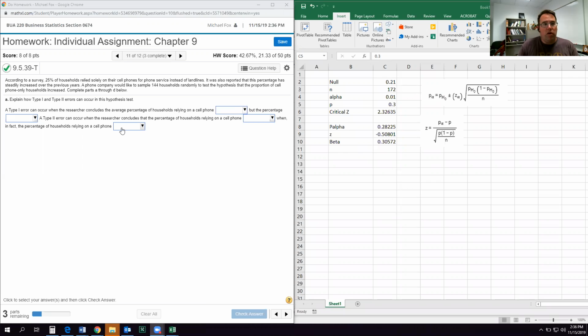Anyway, the first thing it wants us to do is explain type 1 and type 2 errors. A type 1 error can occur when a researcher concludes that the average percentage of households relying on a cell phone increased, but the percentage did not increase. A type 2 error can occur when the researcher concludes that the percentage of households relying on a cell phone did not increase, when in fact the percentage of households relying on a cell phone increased.